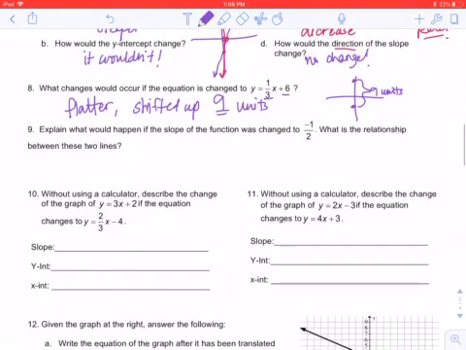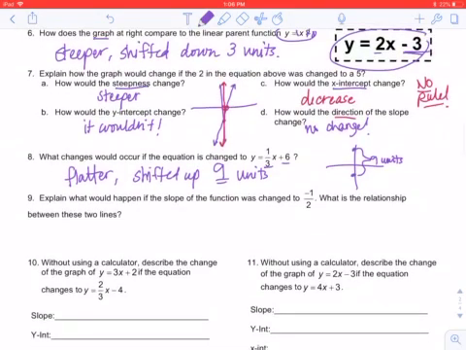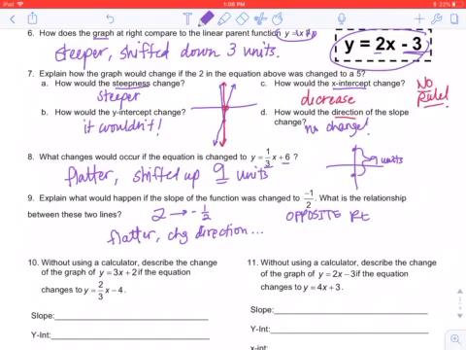Okay? Then it says, explain what would happen if the slope of the function would change to -1/2. What is the relation between these two lines? So going from a 2 to a -1/2, well, it's obviously going to be flatter, and it's going to change direction. However, we've also learned something else about that. These are opposite reciprocals, right? Which means that these two lines would be perpendicular. So if you reflect it and make the slope a reciprocal, they're going to be perpendicular.